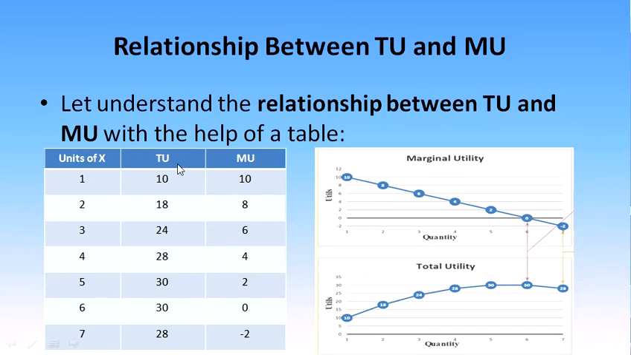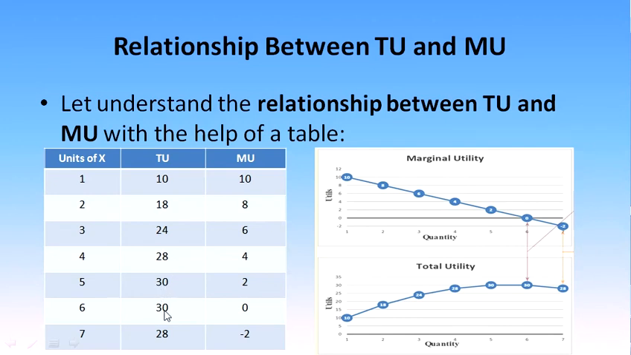Okay, so the important thing that we need to keep in mind is the total utility is increasing. As you can see here, the total utility is increasing as the consumption level is increasing, but the rate at which it is increasing is continuously decreasing. So this we call increasing but at diminishing rate. This diminishing rate means the total utility is increasing. You can see the numbers are increasing, but the rate at which it is increasing is continuously falling. So this is known as increasing but at diminishing rate.